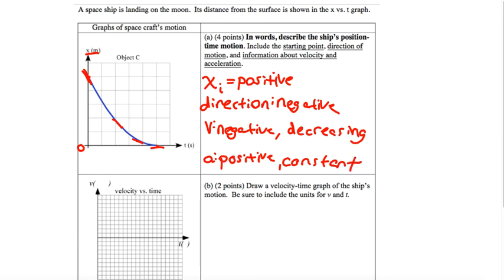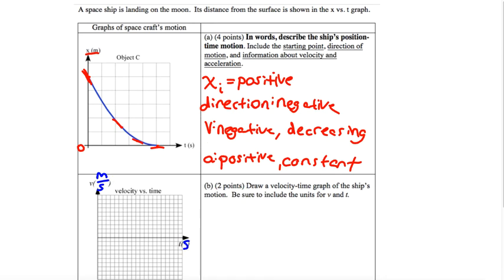Great. Alright, now we have to make a velocity graph that matches this motion. Draw a velocity time graph of the ship's motion. Be sure to include the units. So those are left blank for a reason. Let's do that first. If this was in meters and seconds, that means our velocity should be the same, meters per second. Our time on this graph would just be in seconds. So that's a point already.